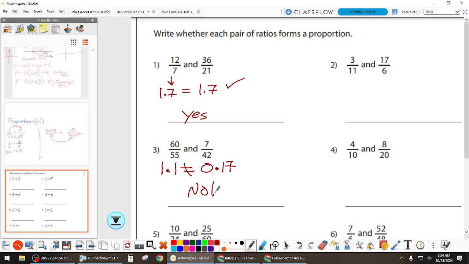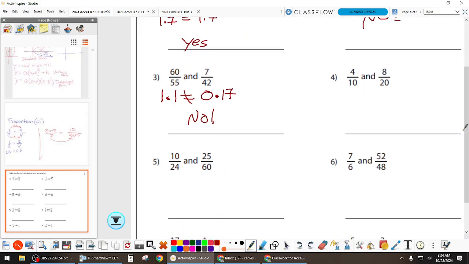Okay. How about these two? No way. Yes. Okay, that one's easy. Divide by 2, just using what that 2 is called, the scale factor. If we did decimals, both of these are 0.4.